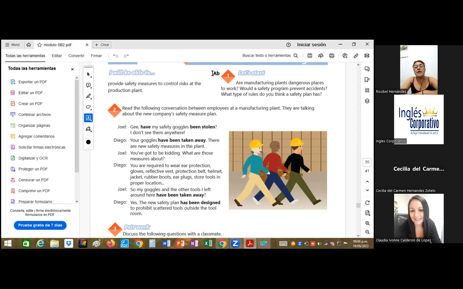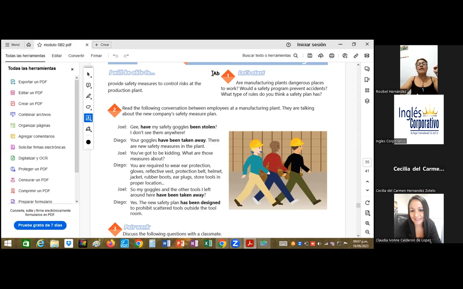You are required to wear ear protection, gloves, reflective vest, protection belt, helmet, jacket, rubber boots, ear plugs, store tools in proper location. So my goggles and the other tools I left around here have been taken away. Yes. The new safety plan has been designed to prohibit scattered tools outside the tool room.